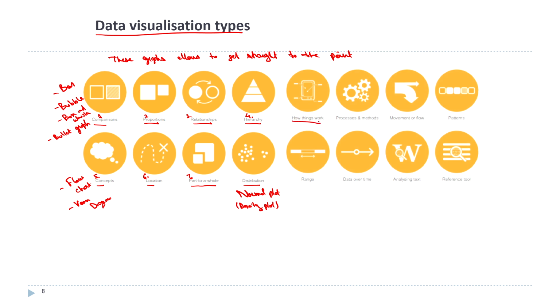This is a demonstration or a labeled diagram of something, like how an Android form is working. Then processes and methods of something, different kinds of patterns could be used, the range, data over time, analyzing tests, reference tools. Multiple kinds of data visualization charts and graphs are available. But still there are simple charts or simple graphs or simple tools which are more important to understand. I will take only a few of them which are most prominently used.